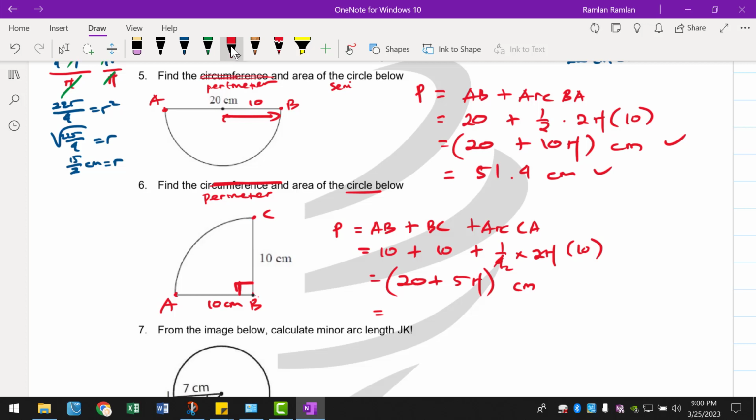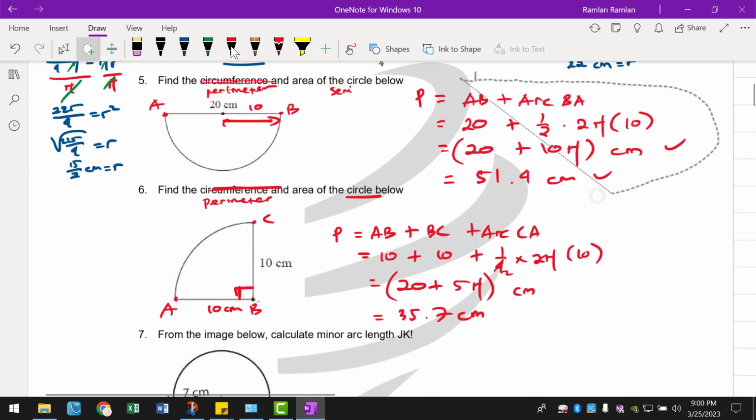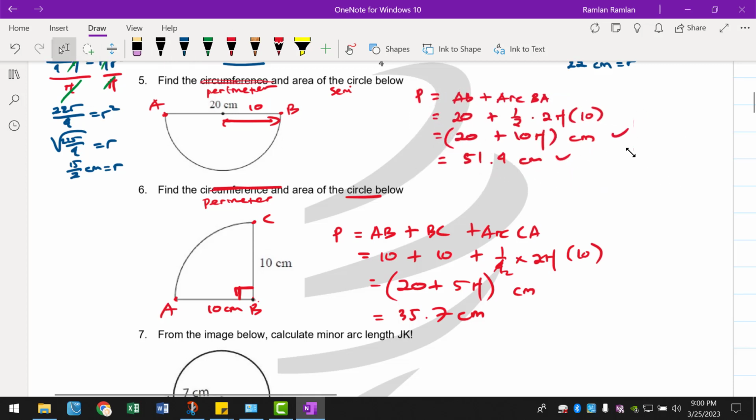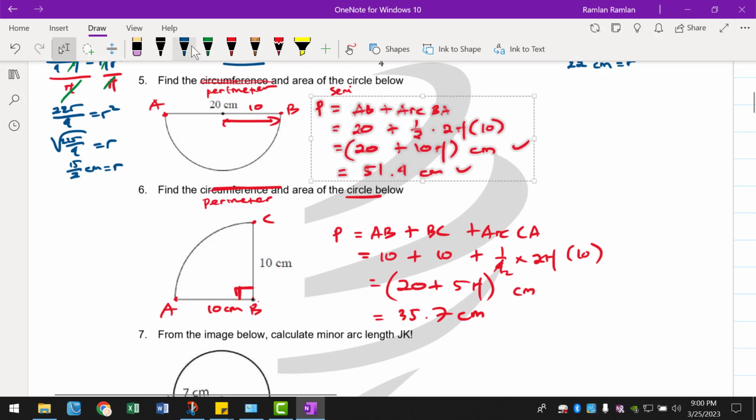You can just put that in the calculator and you'll get 35.7 centimeter. Okay, so that's for the perimeter. And then for the area, for this 5 and 6, actually the same thing. We can just write down, I'm going to make this a little bit smaller because I don't have much space in here. Okay, so I'm going to use this one actually.